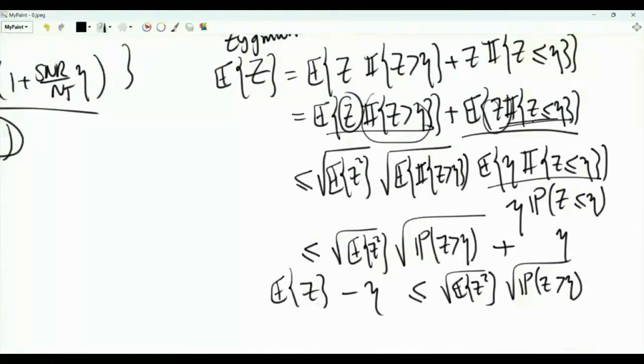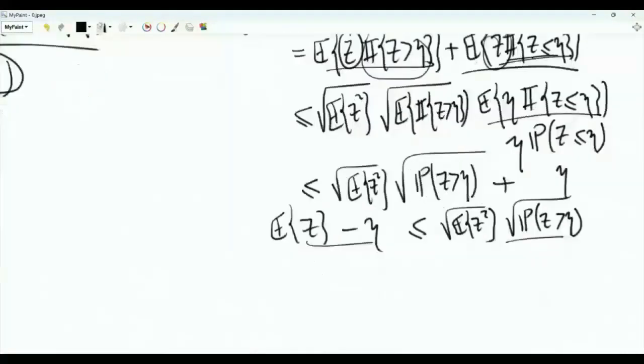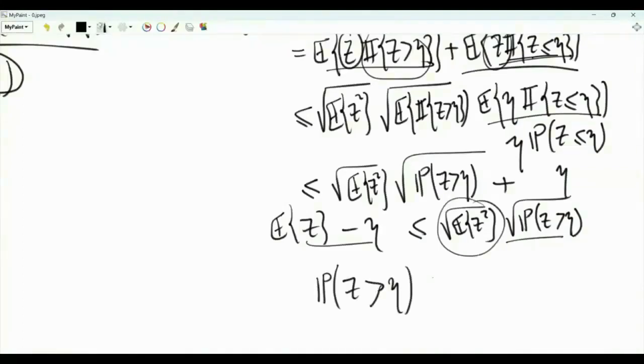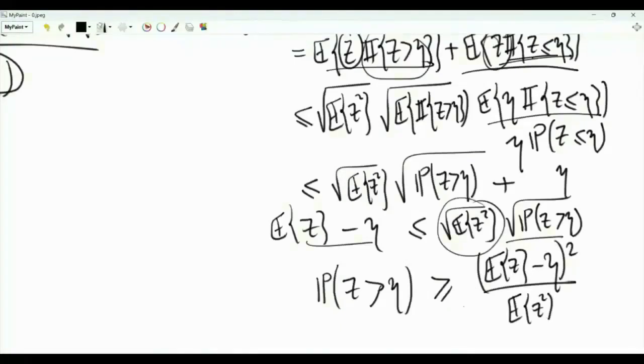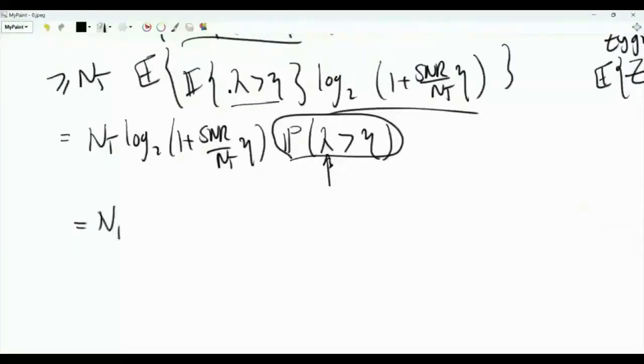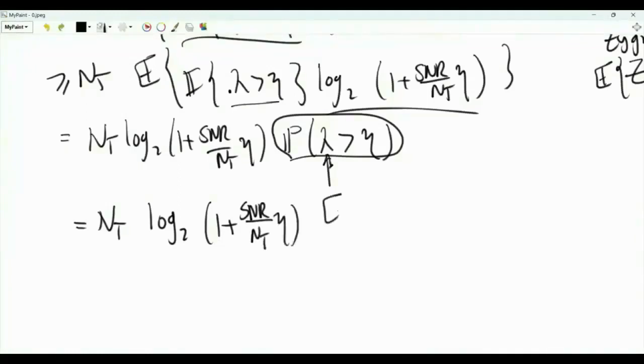Suppose that eta is less than the expected value of Z. In this case, this guy is positive and this is positive. We can square both sides and we can divide by this guy here to get the following lower bound: the probability of Z superior to eta is lower bounded by the expectation of Z minus eta, all squared, divided by the second moment of Z. This is the Paley-Zygmund inequality. In our case, we get the same result. It is just that we need to obtain the moments of the random variable lambda. The lower bound is the expected value of lambda minus eta, all squared, divided by the second moment of lambda.